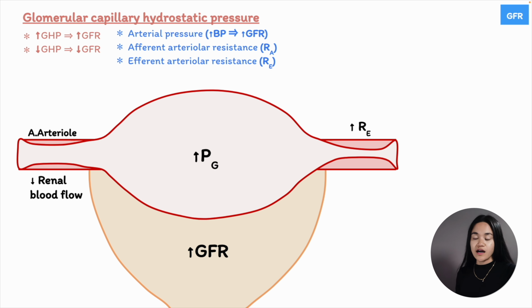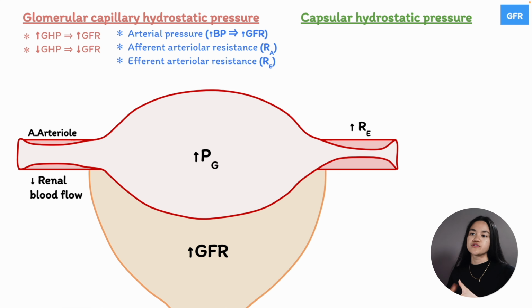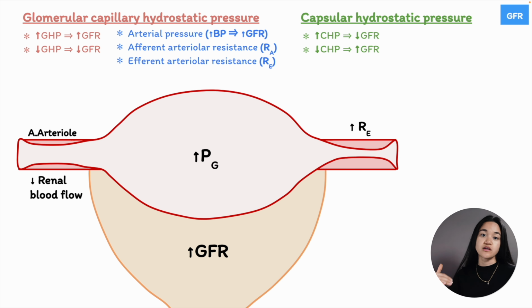Now, with the hydrostatic pressure in Bowman's capsule, normally changes in Bowman's capsule pressure don't act as the principal mechanism that regulates GFR, but let's say there's an obstruction anywhere along the tubule. This will increase the tubular pressure all the way back to Bowman's capsule, which will increase the hydrostatic pressure and thus decrease GFR. So generally, increasing the hydrostatic pressure in Bowman's capsule reduces GFR, whereas decreasing the pressure raises GFR, okay?